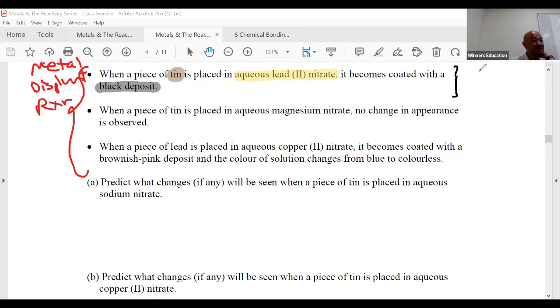Deposit means it's a solid. Write out your metal displacement reaction. Tin plus lead 2 nitrate. They never ask you to write, but because nobody gave me the answer, I have to show you. Tin must have pushed. Again, they never ask you. You might ask me, Mr. Chua, how do you know tin is like 2 plus? You don't know at the moment until later. So again, you don't have to write this in an exam.